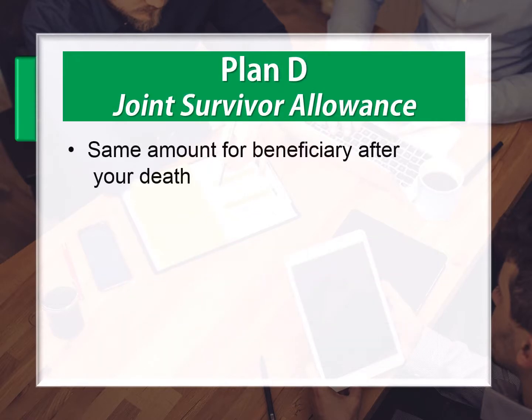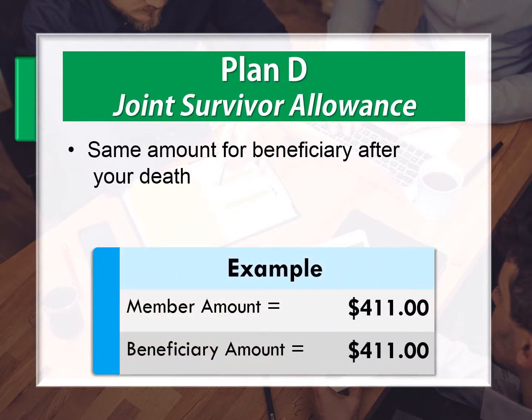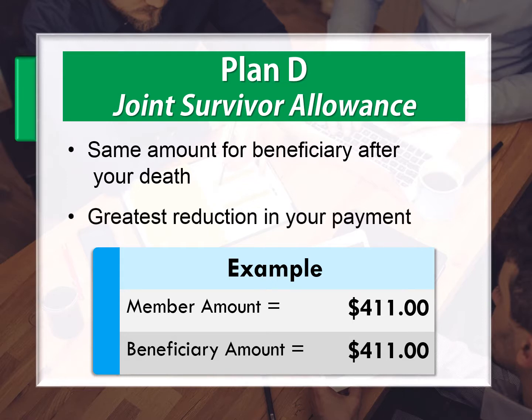If you want to provide your beneficiary with the same monthly pension amount that you receive, you may want to consider Plan D. Compared to other plans, Plan D will represent the greatest reduction in your payment because it leaves the most to your beneficiary over their lifetime. Plan D also allows your spouse to continue health care coverage with SCRS. Please note that due to federal tax law, if there is a big difference in the age between you and your beneficiary other than your spouse, this plan may not be available to you.